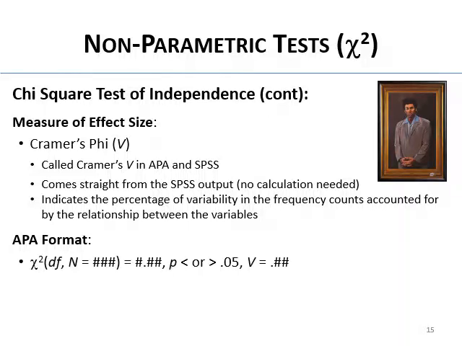APA format for the chi-square is similar, except you have V on the end here. The chi-square, with degrees of freedom and total sample size, equals the chi-square value to two decimals, p less than or greater than 0.05, and then you throw in V to two decimals.